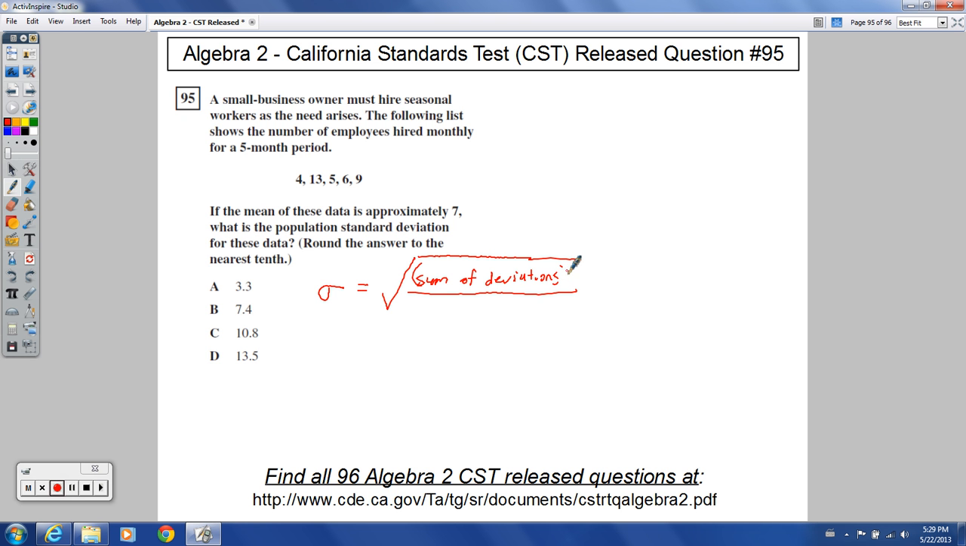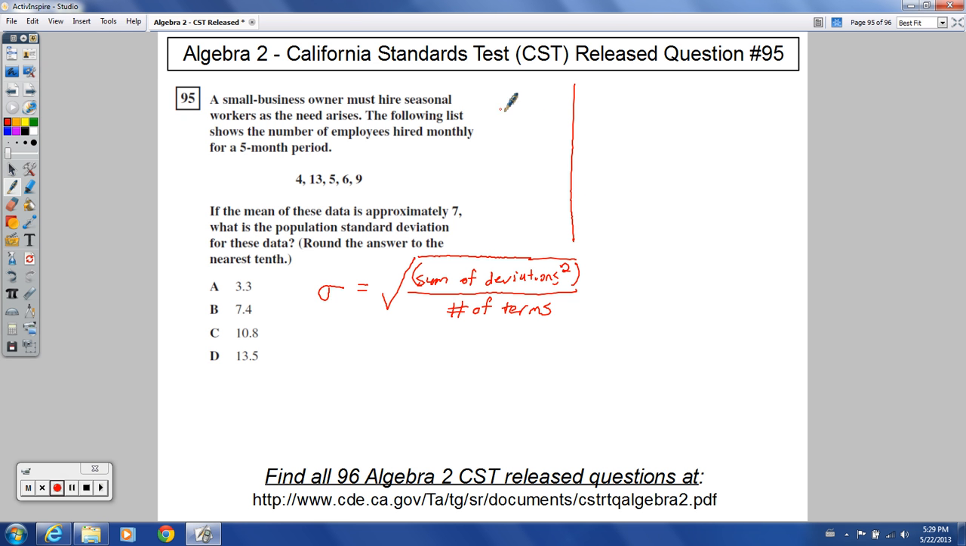I should be a little more careful when I do that. It's the sum of deviations squared. If I say it's the sum of the deviations squared, then I'm taking the sum of the deviations and squaring that. But what I actually need to do is the sum of the squared deviations over the number of terms you have here, which is going to be 5 right here.